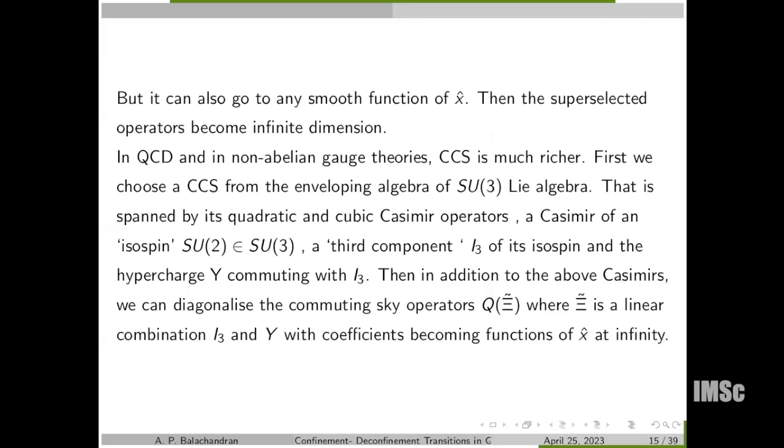Okay. Now in QCD, let me do the calculation. So what are the things I can simultaneously diagonalize in QCD? J0, which has the matter charges.